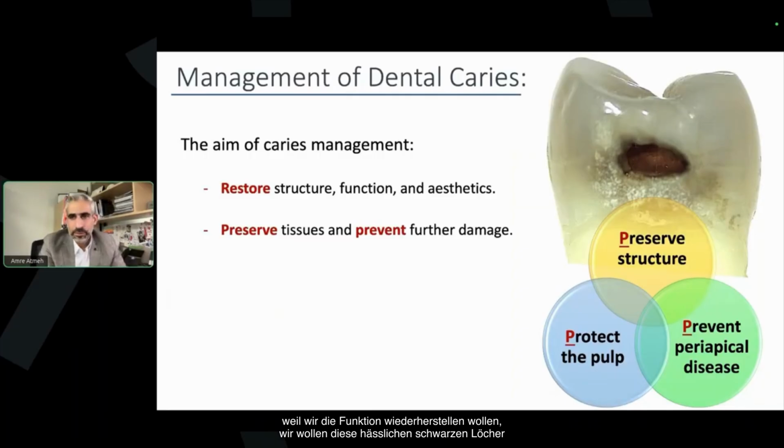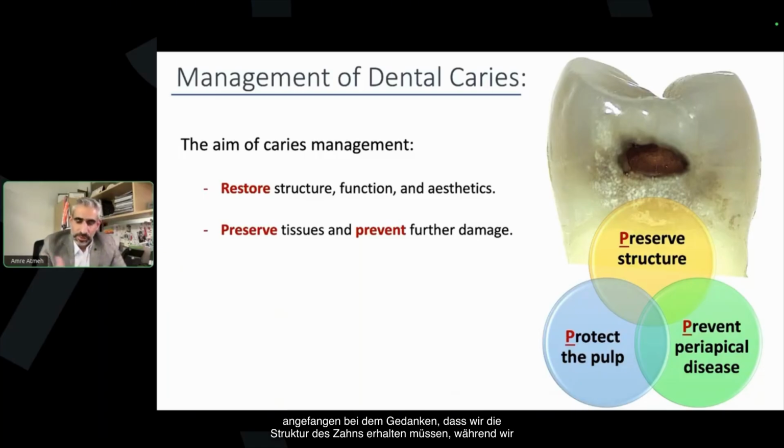how can we relate this information to the way we manage caries? We have all learned that we manage or treat caries lesions because we want to restore the function. We want to replace those ugly black holes in teeth with nicer restorations. So the appearance, the function, the structure, these are the main reasons that we think of when it comes to managing caries and restoring teeth.